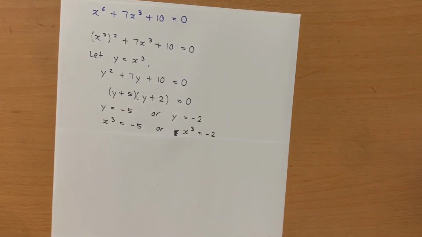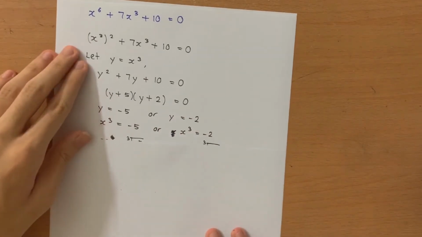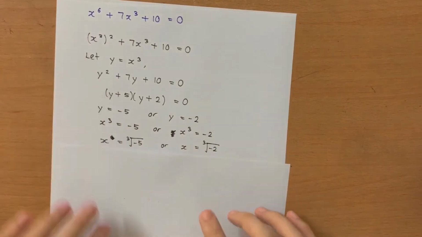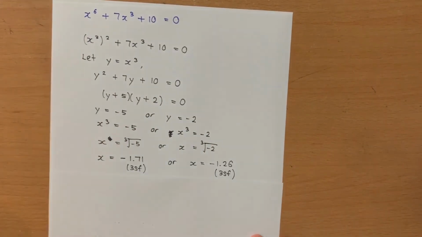Now, unlike x squared or any even powers, if you multiply a negative number 3 times, you will eventually get back a negative number. So there isn't a restriction like, oh no, you just can't put a negative there. It's actually possible to cube root negative values. So in the end, we are going to get negative 1.71 and negative 1.26, rounding off to 3 significant figures.